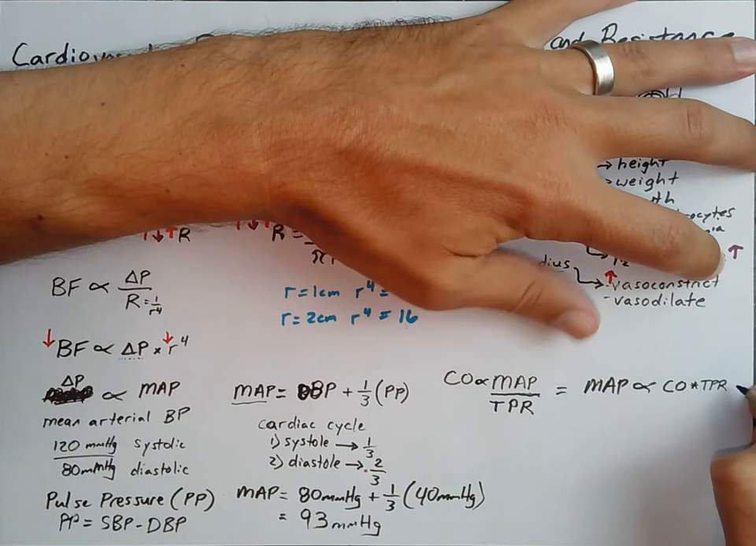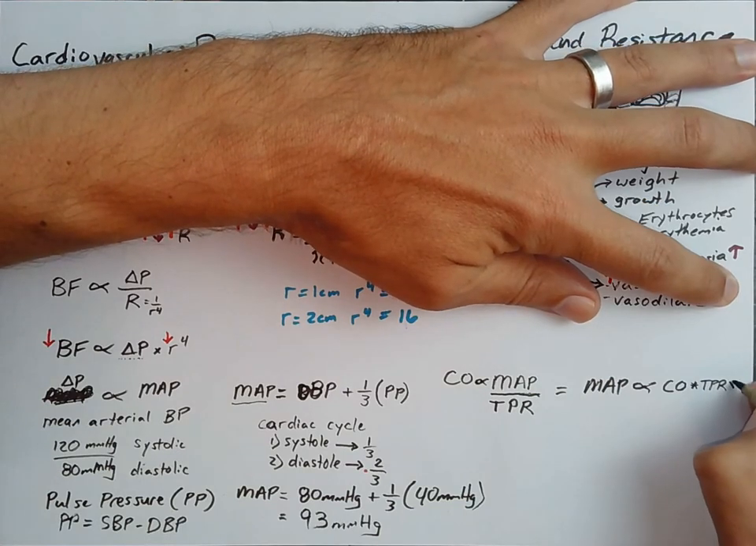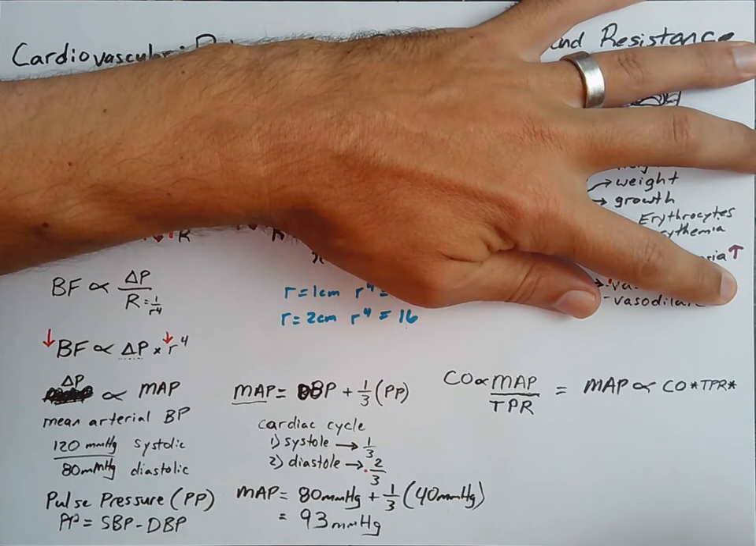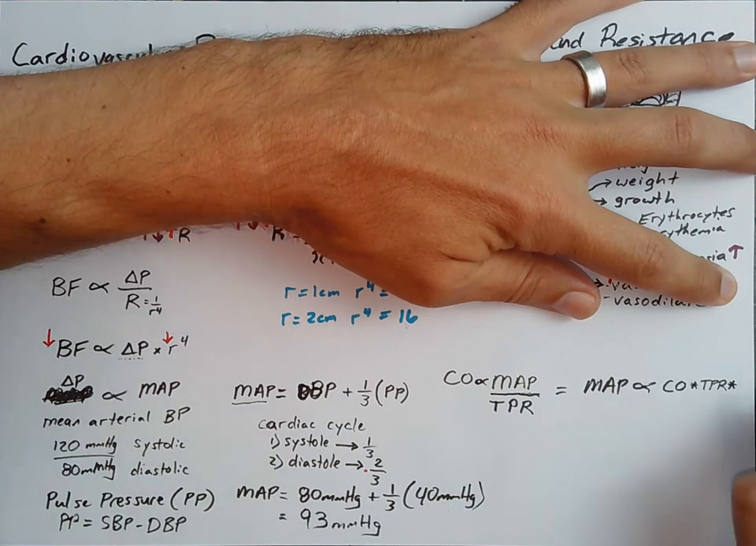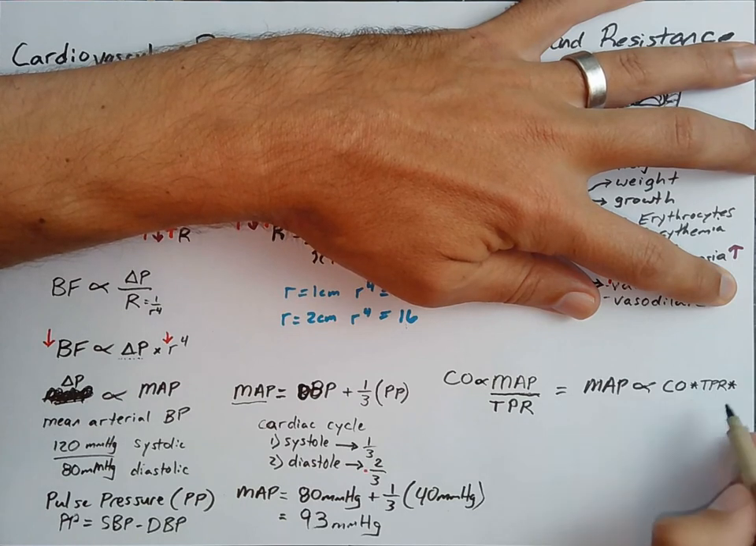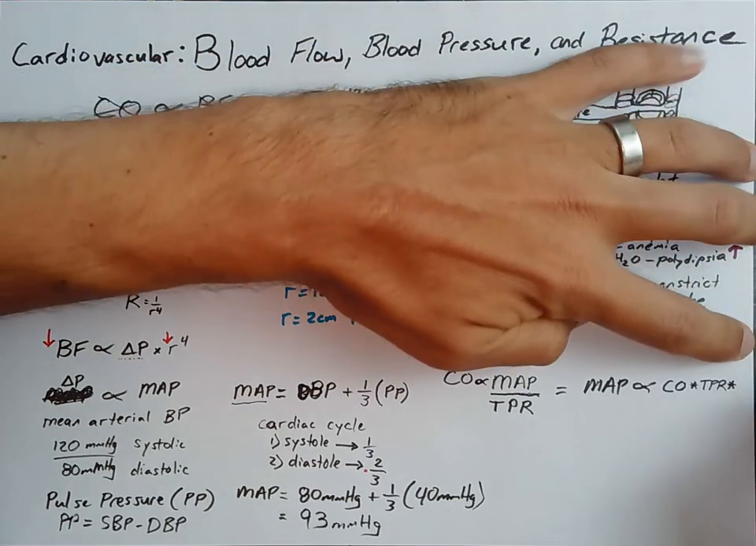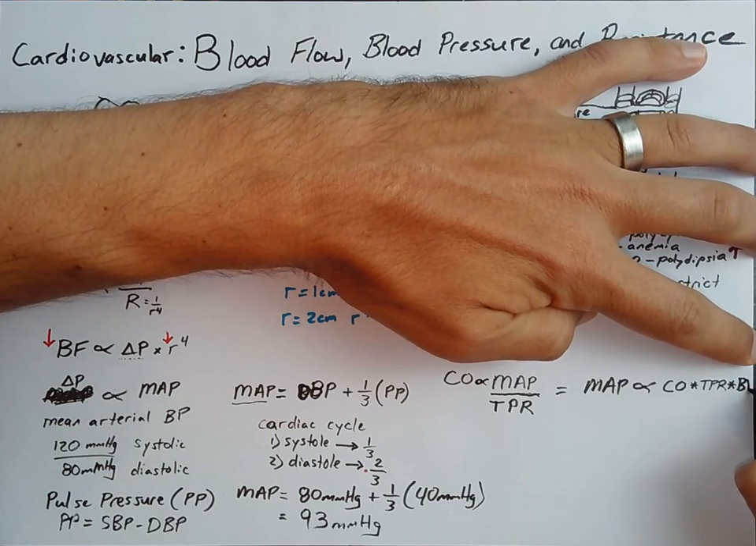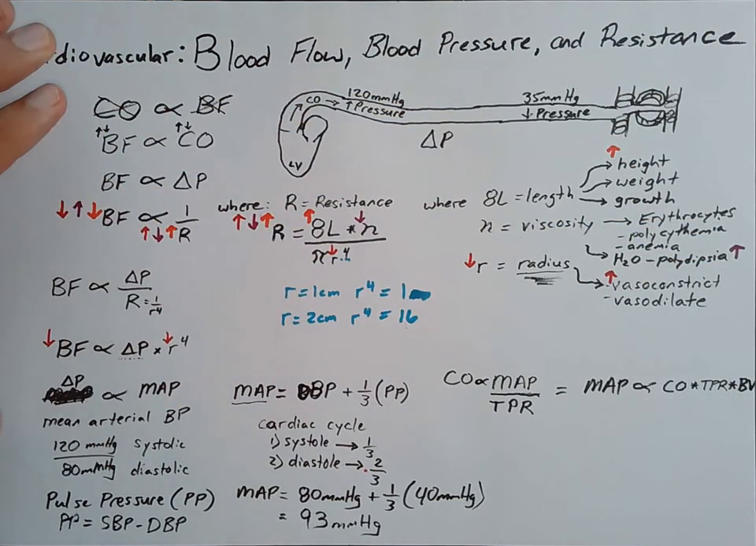Now, there's another factor that I find really important to write into my MAP equations. Again, not all professors do it and not all YouTubers do it. I think it's critical because it acts separately compared to cardiac output and TPR, and that is your blood volume. Okay, I think blood volume is very important to discuss separately.